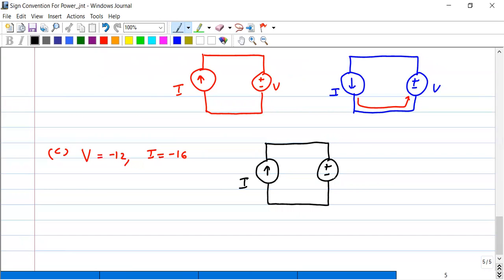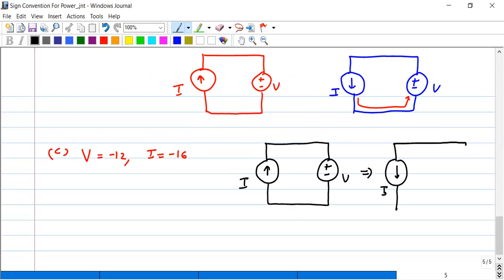And this was I. Now this polarity is given to you, which says that the direction of current is like this and voltage is like this. Now you are saying that voltage is minus 12 and current is minus 16. That indicates that the direction of current should be downwards because it is minus 16.